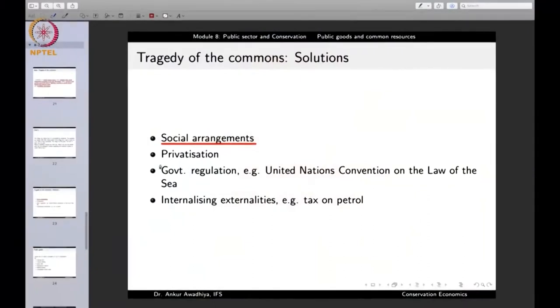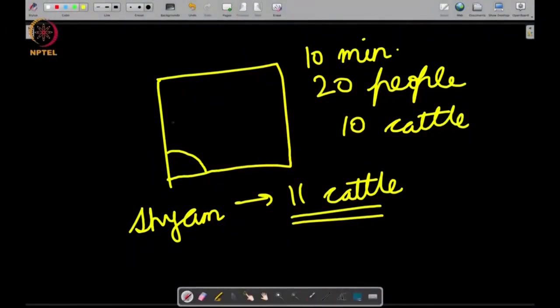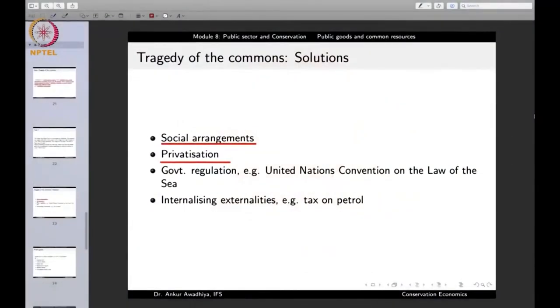Everybody getting 10 minutes for fishing with a specific size of net is again another social arrangement through which we can solve this problem. Or things like privatization. Now in privatization, we can make this farmland a private resource. So when it becomes a private resource, it becomes excludable and it becomes rival in consumption. Now it is already rival in consumption, but by putting the clause of excludability, we can say that, okay, if people have to bring in cattle inside, then for each cattle, they will have to pay, say, 20 rupees. So the people who are bringing in more cattle will have to pay more. This is another arrangement. Or government regulation, such as the UN Convention on the Laws of the Sea.